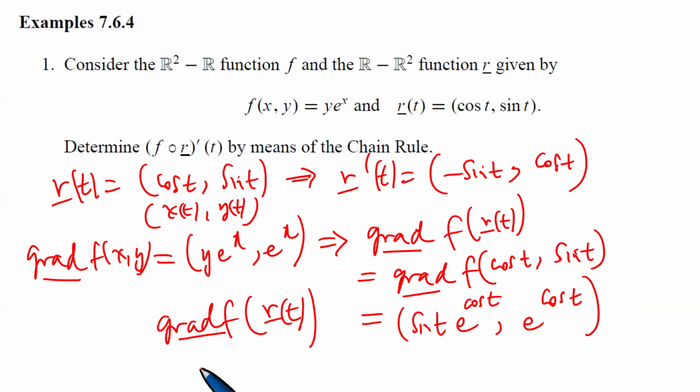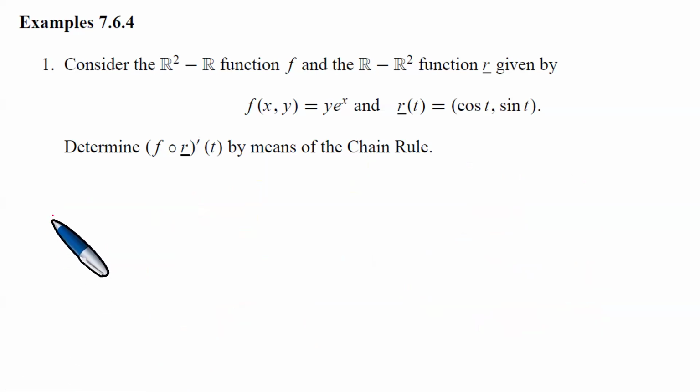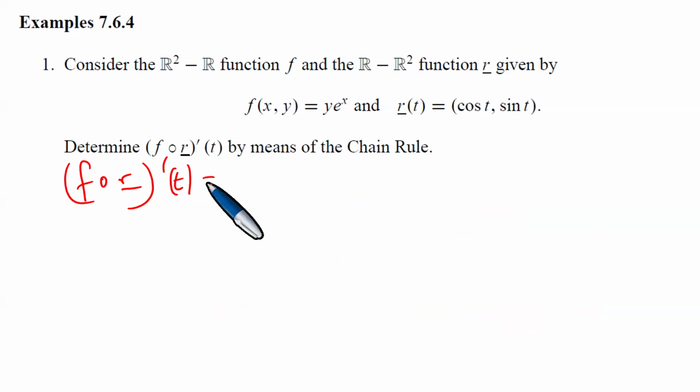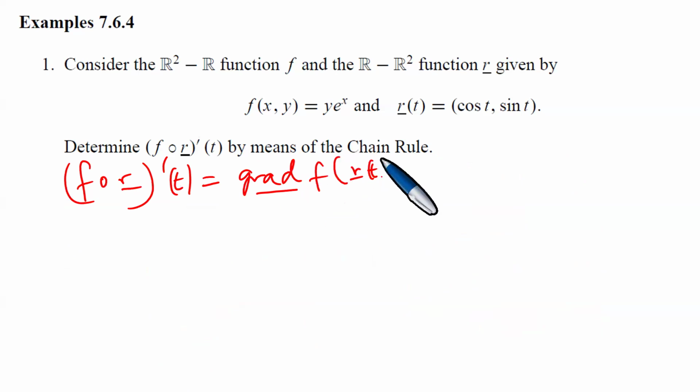Now with this in mind, we are in business and we're able to use the chain rule that is required, because we've already got the things we need. We need to recall that the chain rule, the composition of this primed of t, is by definition of the chain rule the gradient of f of r of t dot r primed of t.